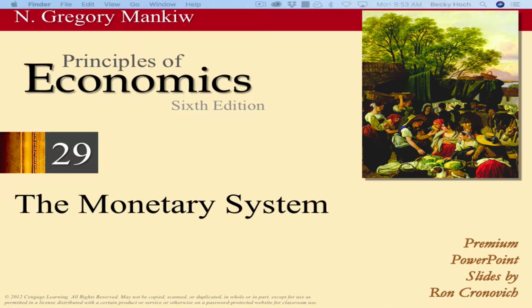Chapter 29 is all about the monetary system. This chapter is hugely foundational for the remainder of the semester. We're going to talk a lot about monetary policy and fiscal policy. Many of the questions on the AP exam, multiple choice and long and short answer, will say something like, what is the correct monetary policy response to this situation? And they'll give you a big situation. So you've got to understand monetary policy to be able to approach about a third of the questions on the exam. So, let's move.